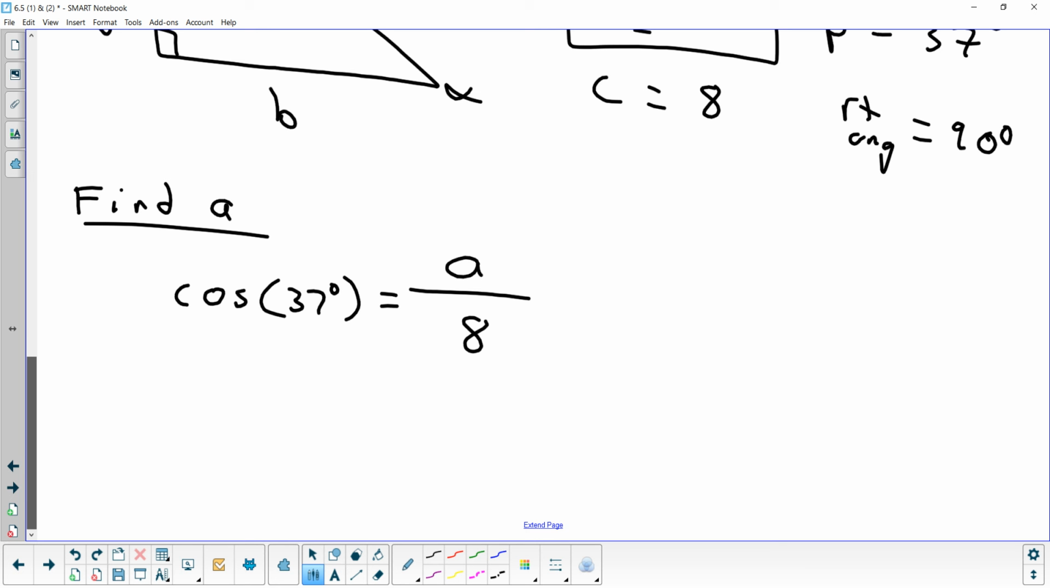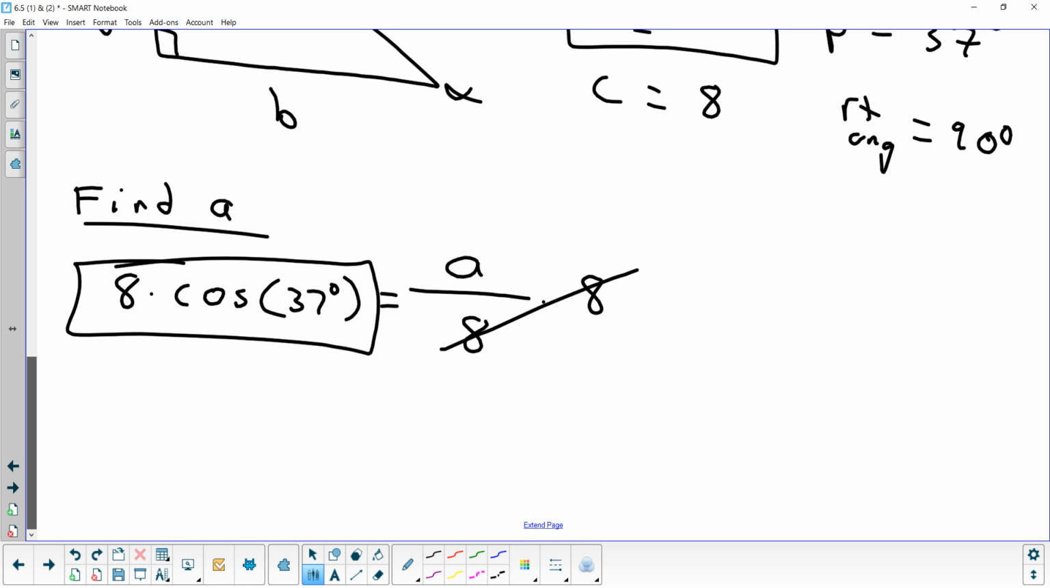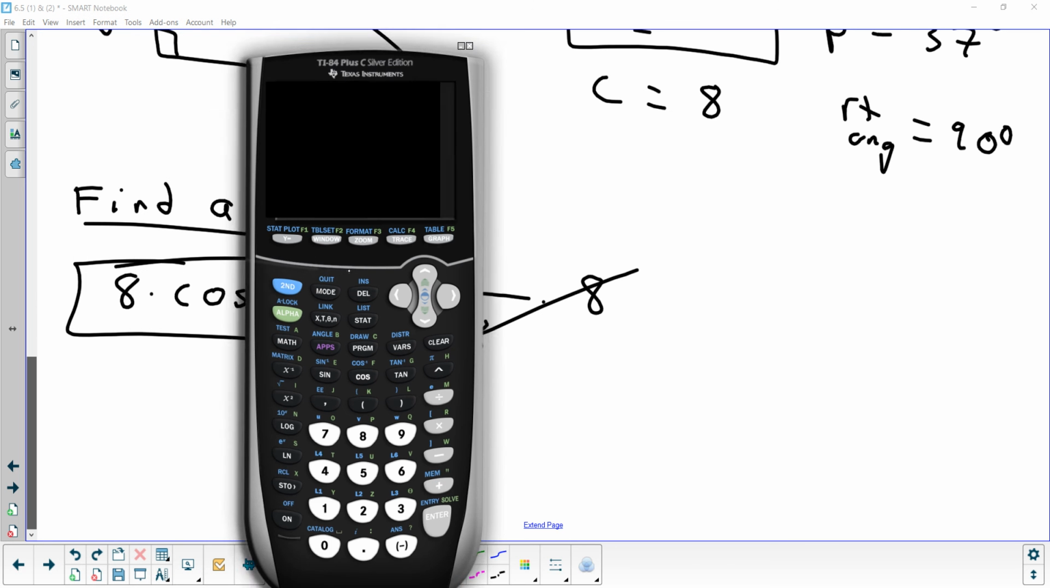Multiply both sides by 8. And that is your answer. Now, when you're solving a triangle, like we're doing in the second part, they are going to ask you to round the answer off. So now we want to type that in.